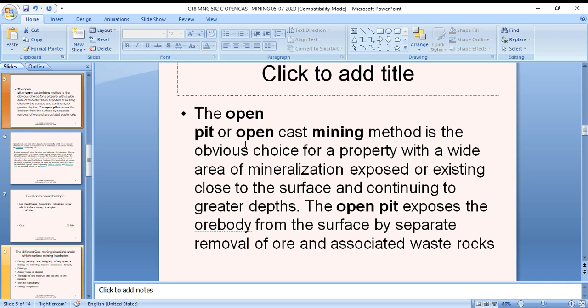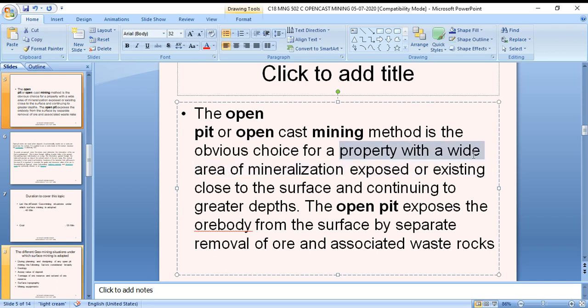This is the basic definition. Here we observe that the method is a choice for a property with a wide area of mineralization, exposed area existing close to the surface, as we have mentioned clearly. This is a major, important parameter. Close to the surface, you have to apply open cast, and also it continues to greater depths. To some extent the depth may go on inside also. The open pit exposes the ore body from the surface by separate removal of the ore and associated waste rocks. We have to separate them. These are the activities involved in this definition.